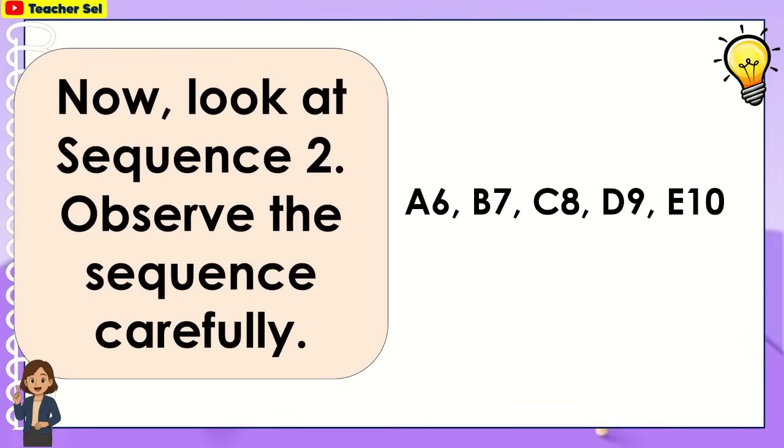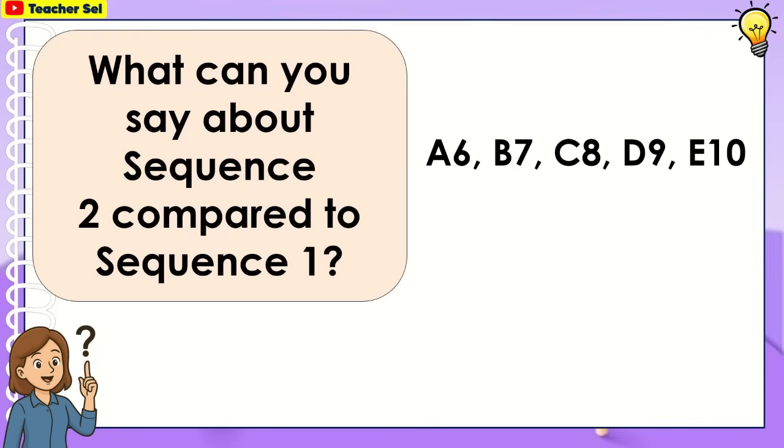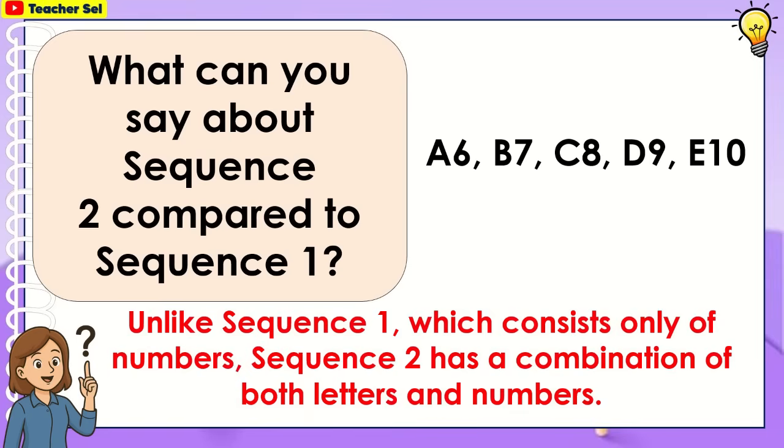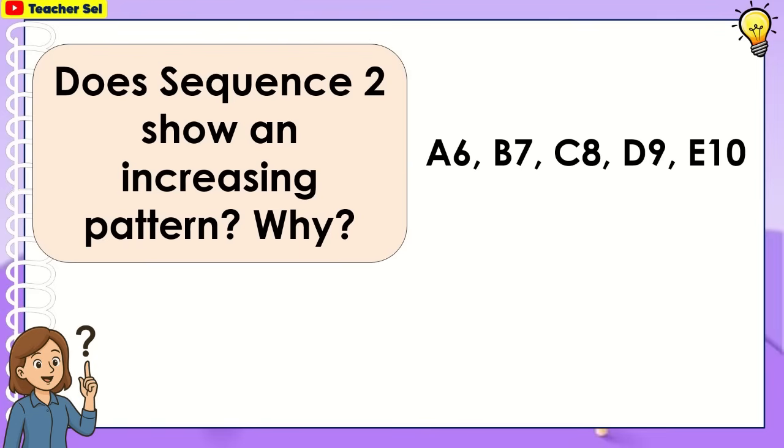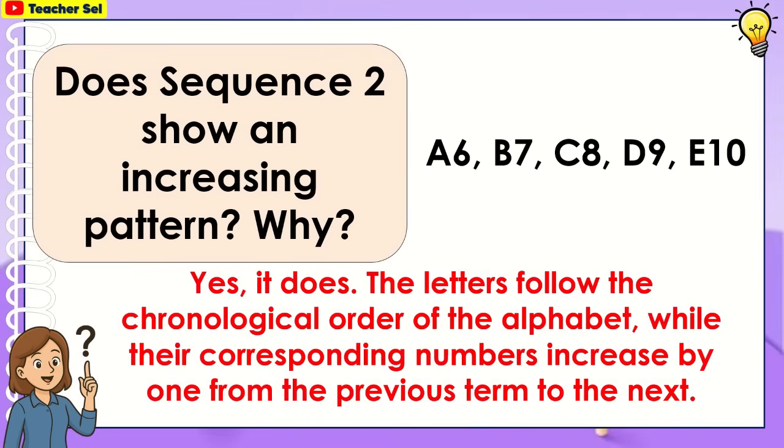Now, look at sequence 2. Observe the sequence carefully. What can you say about sequence 2 compared to sequence 1? Unlike sequence 1, which consists only of numbers, sequence 2 has a combination of both letters and numbers. Does sequence 2 show an increasing pattern? Why? Yes, it does. The letters follow the chronological order of the alphabet, while their corresponding numbers increase by 1 from the previous term to the next.